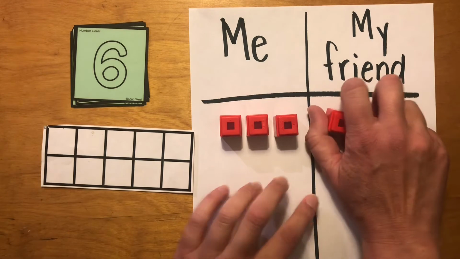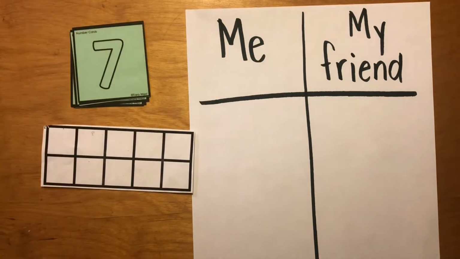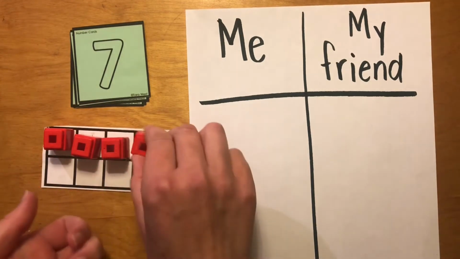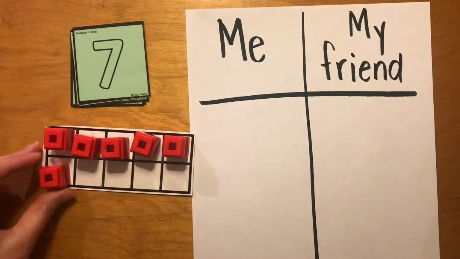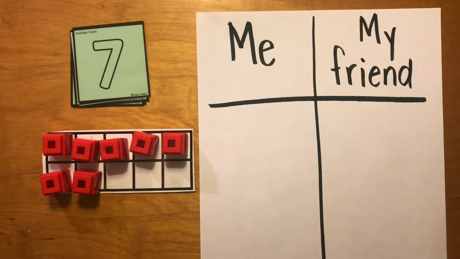Even. We call it even. All right, moving on to 7. 1, 2, 3, 4, 5, 6, 7. What do you think it will be? Will it be even or odd?